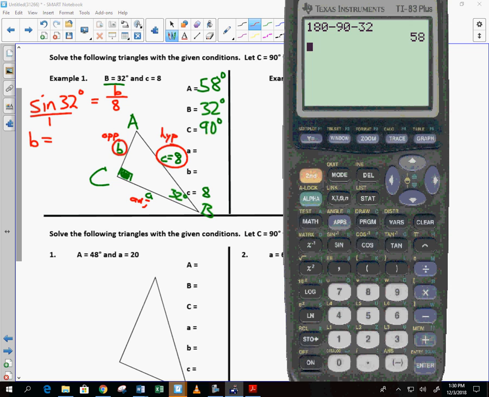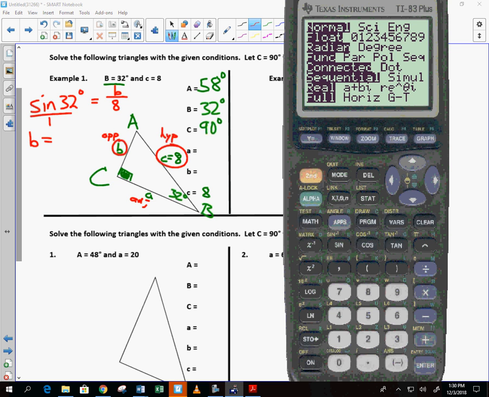Then I take 8 times the sine of 32. We have to make sure your calculators are all set to go. For those of you who have a calculator like this, if you go into mode, you have to be working in degrees, not radians. Make sure you're working in degrees. Your calculator defaults to radians.